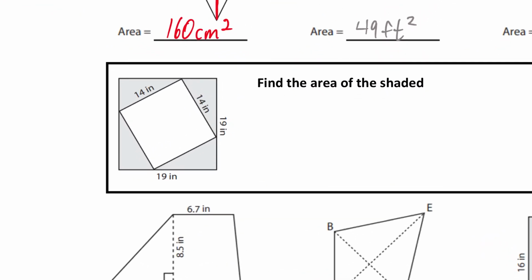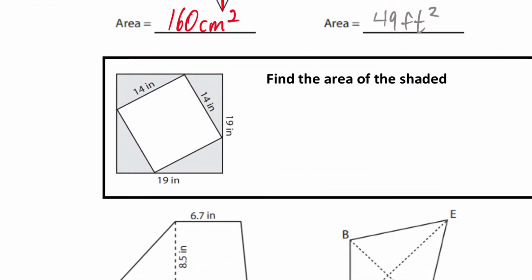Okay, now looking at this one right here, I'm looking for the area that's shaded. For the area of the shaded part, what two shapes do you see there? Squares. Yeah, 2 squares. There's a bigger square, and then there's a smaller square that's kind of turned a little bit like that. So, just in general, how am I going to find the area of the shaded part? You find the area of both of them and you subtract. Good. Find the area of both and then subtract them.